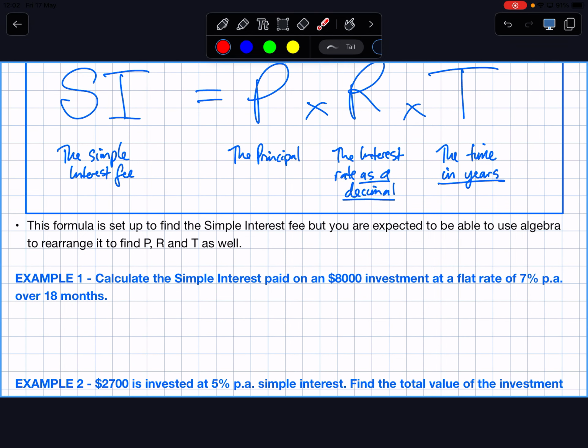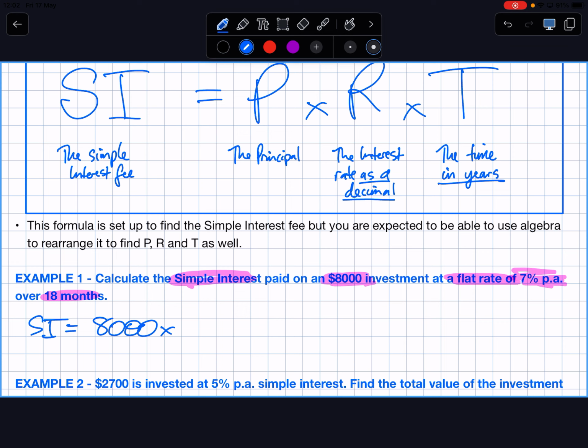All right, let me show you how to do questions like that. Calculate the simple interest paid on an $8,000 investment. Let's highlight the important stuff. It's important that you know we're talking about simple interest, so use the right formula. It's important that you know you're investing $8,000. It says flat rate here, so simple interest confirmed again, 7%, 18 months. So the simple interest is equal to the amount invested, $8,000, times by the rate.